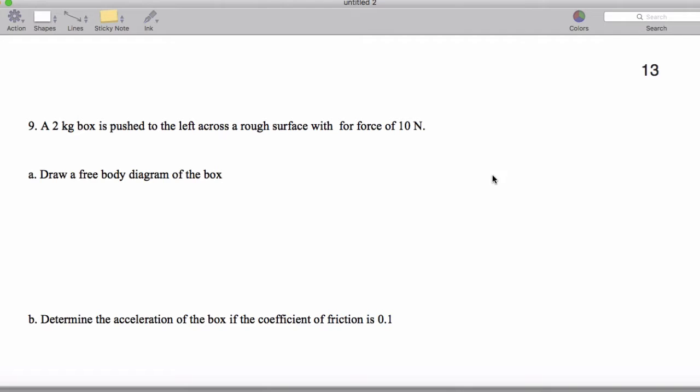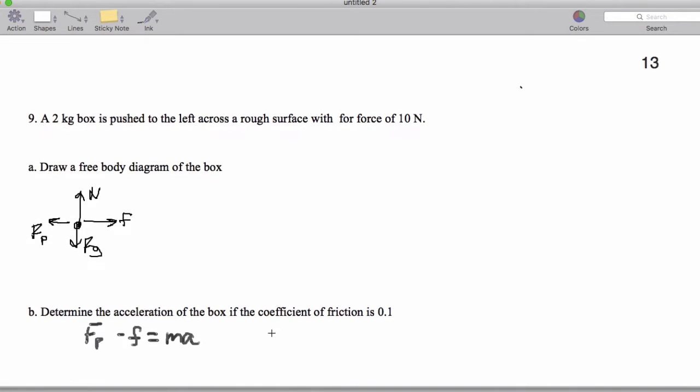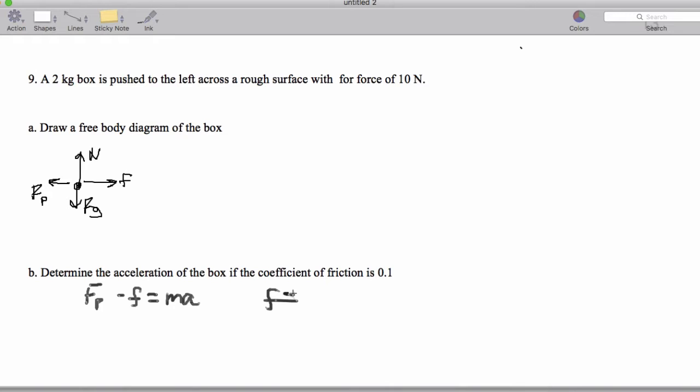And the very last question, weight force, pushing force to the left, and then a friction force. All right, we want the acceleration of the box, so we got F push minus friction. Friction is always negative because it always wants to slow us down, at least in this class. And then our friction force, let's be clear, friction is mu times N. And let's be clear, the normal force, that's N is Fg because we balance vertically. So N is going to equal 2 times 10, which is 20 newtons.